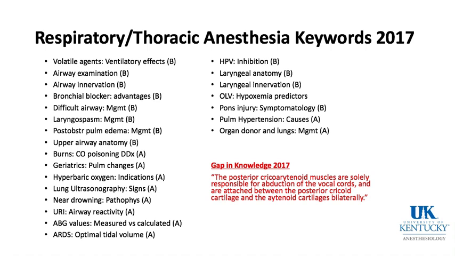In 2017, these are the keywords. Again, many of the similar concepts that you can see. There was a gap in knowledge in 2017 that the posterior cricoarytenoid muscle is solely responsible for pulling the vocal cords apart and are attached between the posterior cricoid cartilage and the arytenoid cartilages bilaterally, and we'll look at that. So keywords will guide the next five-part series, and this is again part one of this five-part series.